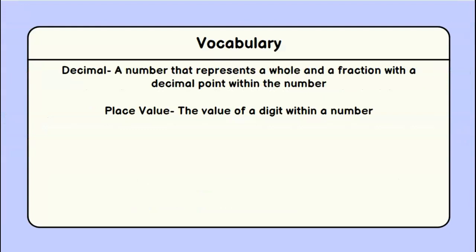Vocabulary for this lesson, you'll want to know what a decimal is: a number that represents a whole and a fraction, with the whole number on the left of the decimal point and the fraction on the right of the decimal point. And then place value, the value of a digit within the number. Understanding what place value is where and how to move from place value to place value is going to be necessary for you to understand how to do this skill.